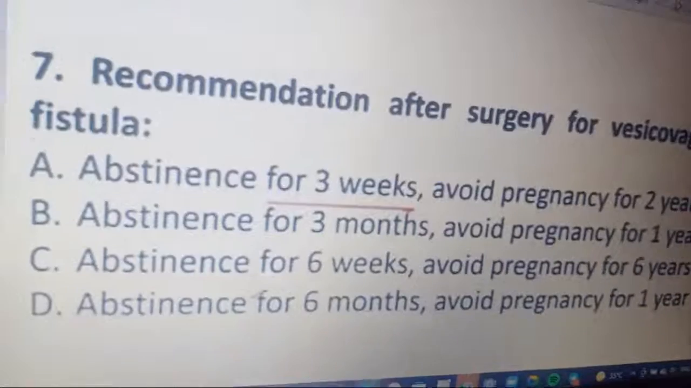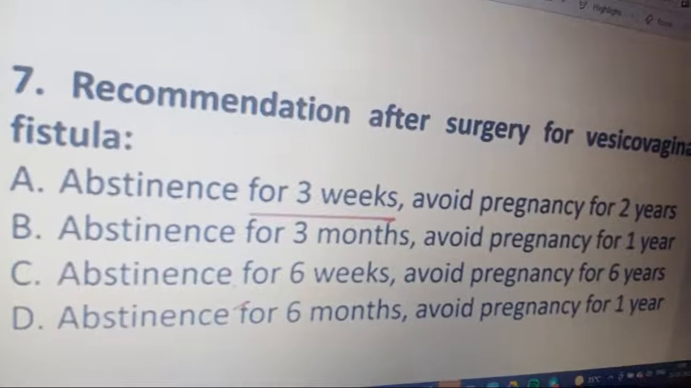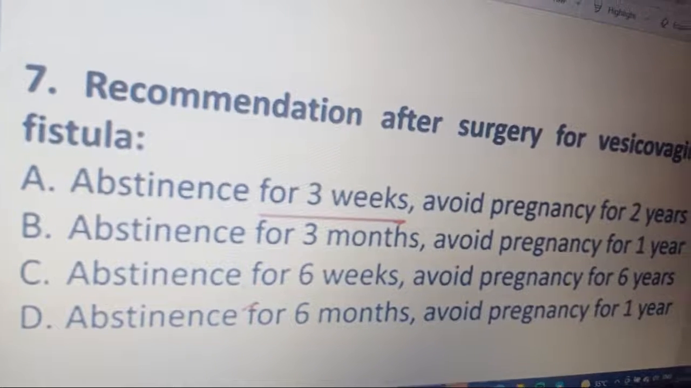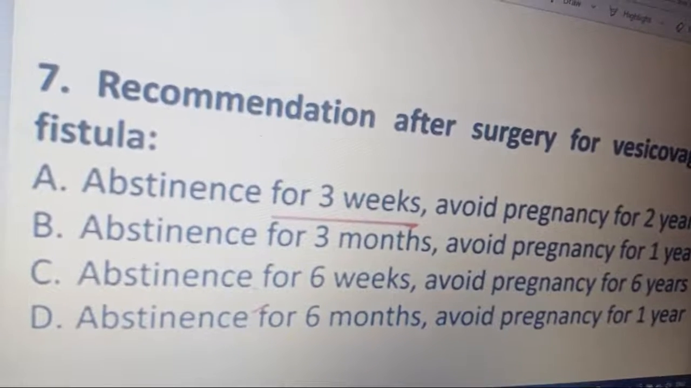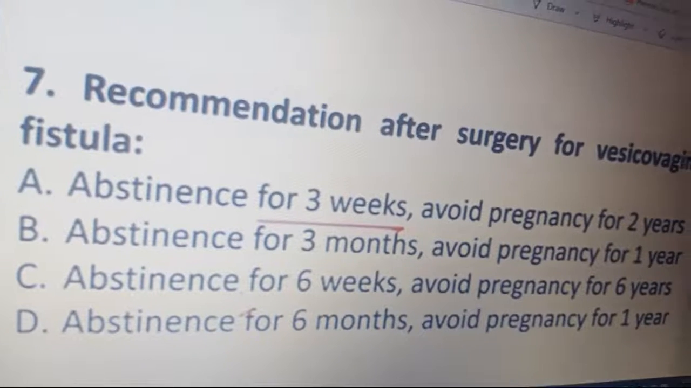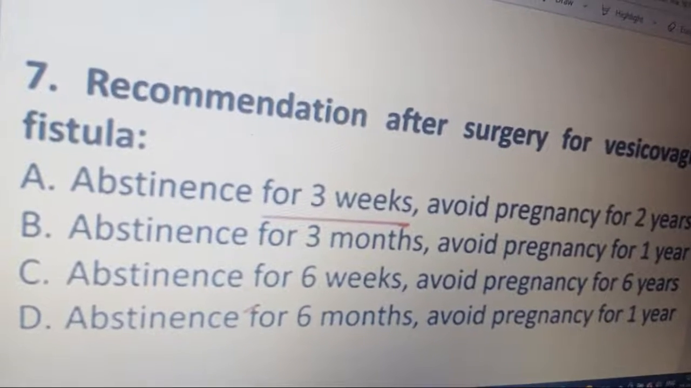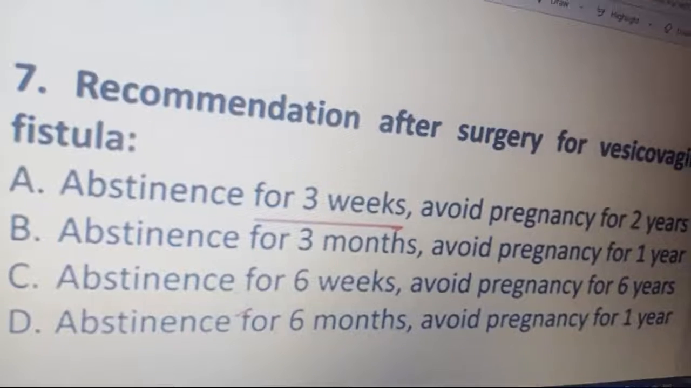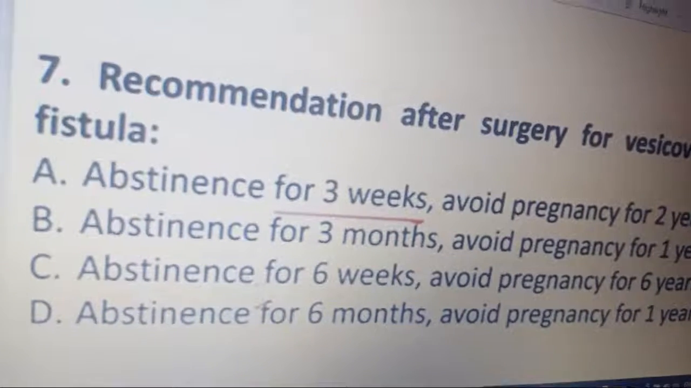Recommendation after surgery for vesicovaginal fistula. It is not given in Williams, it is not given in Dutta, it is given in the NICE guideline. So according to the NICE guideline, avoid intercourse for 6 months and avoid pregnancy for 1 year. So that would be the answer.